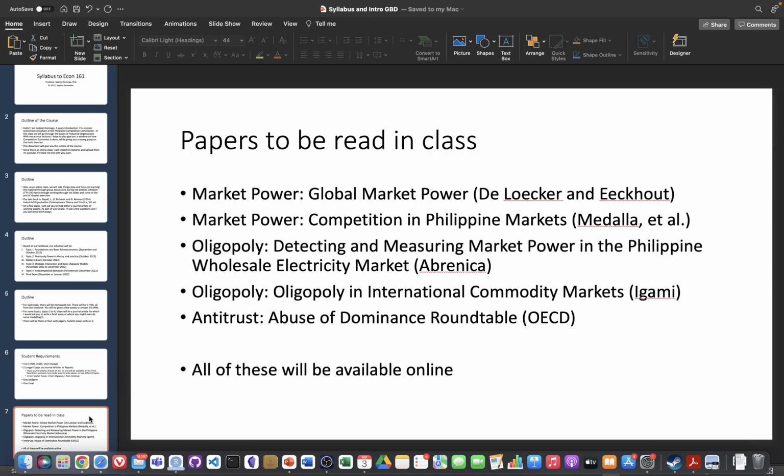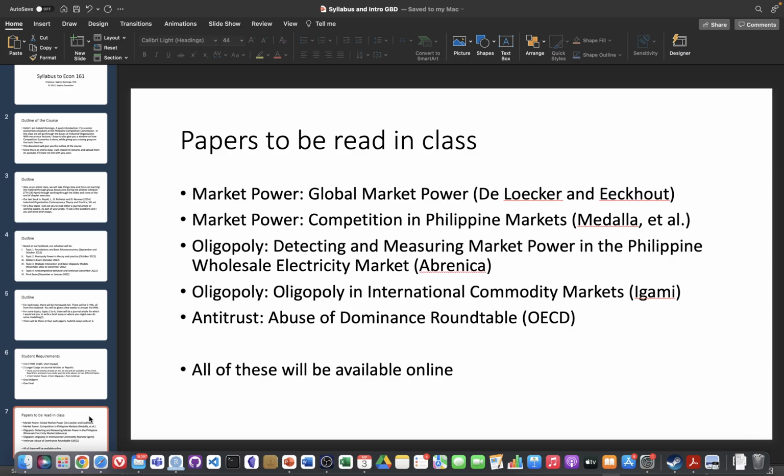Okay, papers to be read. There are 2 topics in market power. You just choose 2 papers in market power. Choose one you want to talk about. Global Market Power by De Loecker and Eeckhout. They actually mention, I think, the Philippines there. Market Power, Competition in Philippine Markets, is a paper written by Medalla for the Philippine Competition Commission back in 2018, I want to say, or 2019. So those are 2, pick 1.